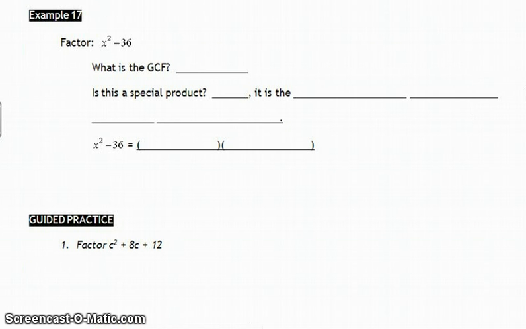Let's look at example 17. I have x squared minus 36. We still need to ask ourselves those questions. What is the greatest common factor? Or do I have one? Well, the GCF is 1, and so I don't have anything really. Is it a special product, a squared minus b squared? In this case, yes, it is the difference between two squares.